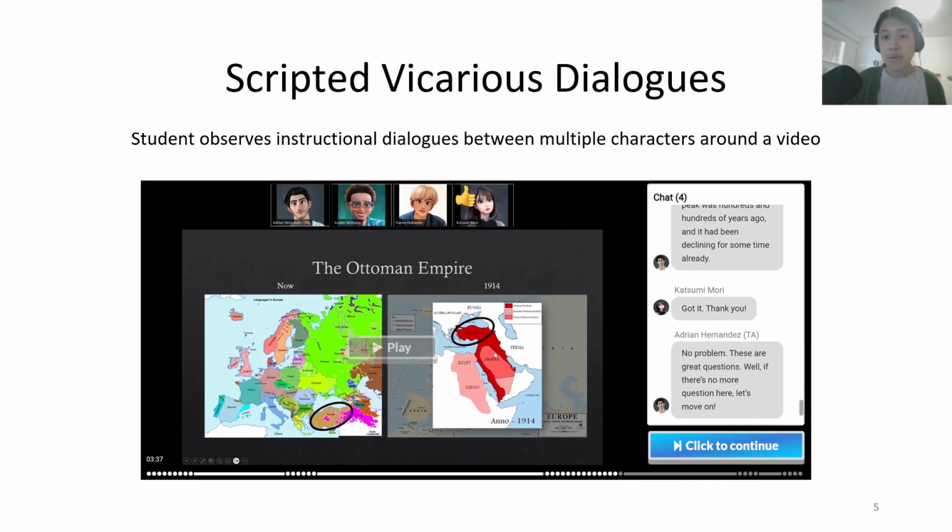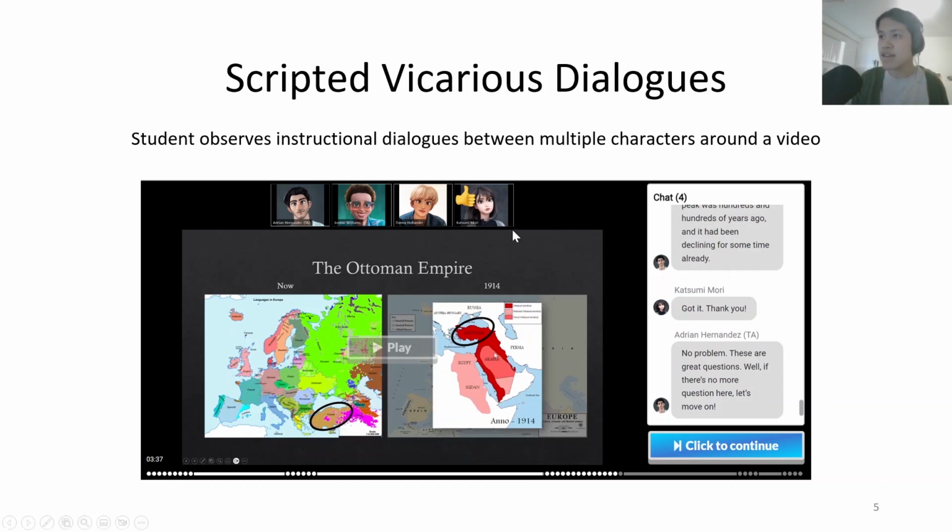So in this paper, we tackle this problem and we present a solution called scripted vicarious dialogues, where the student would observe instructional dialogues between multiple virtual characters around a video. And these instructional dialogues are extra content that is generated by the virtual agent, the instructors, or anyone. The scenario here is that there are four virtual characters together in a Zoom classroom.